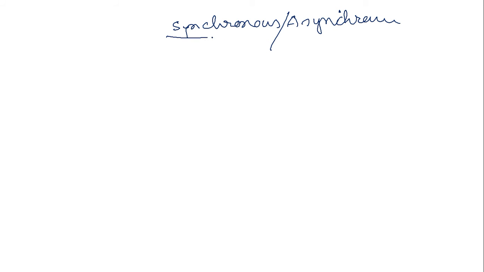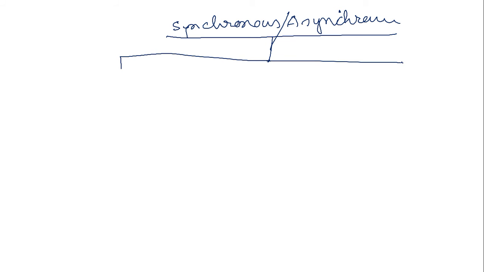Counters are basically of two types, mainly synchronous counter and asynchronous counter. But counters are generally of 3 types. First one is the up counter. Second one is the down counter.